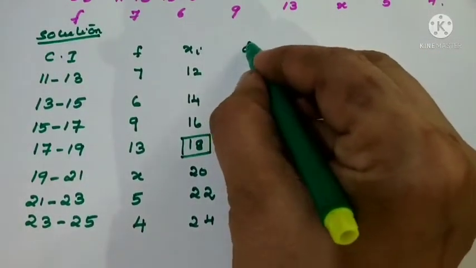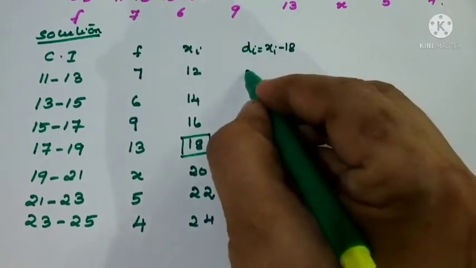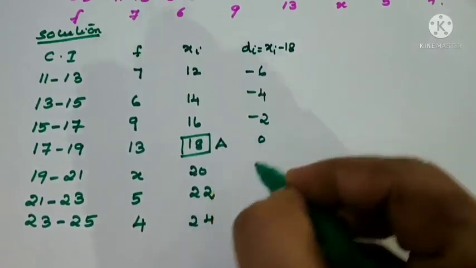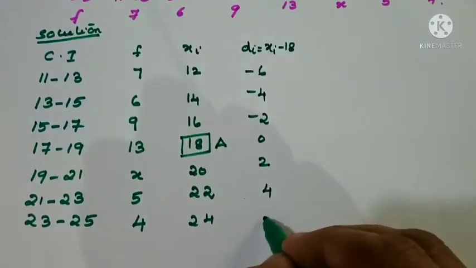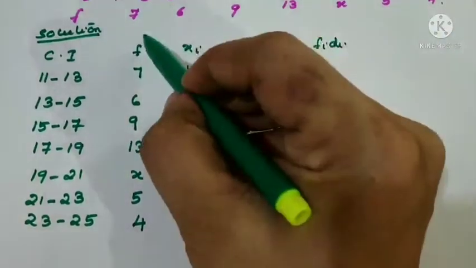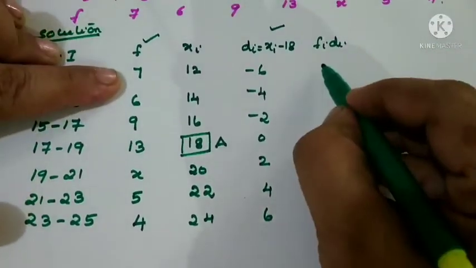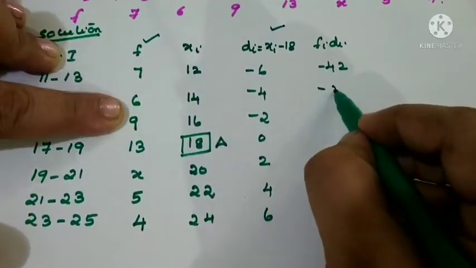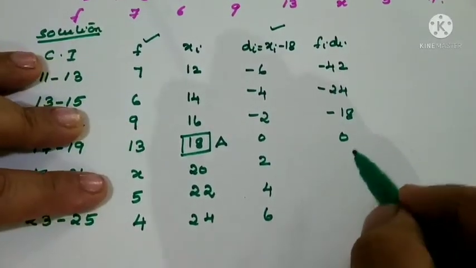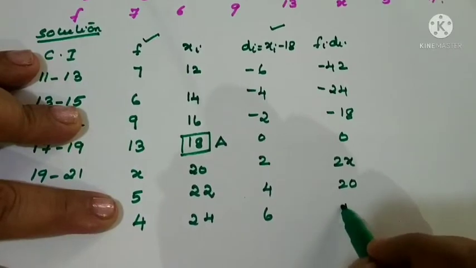So now the next step is di, that is xi minus 18. So minus 6, minus 4, minus 2, 0, 2, 4, 6. For fi di, just put the tick mark, so no mistake will be there. So minus 42, minus 24, minus 18, 0, 2x, 20, then 24.